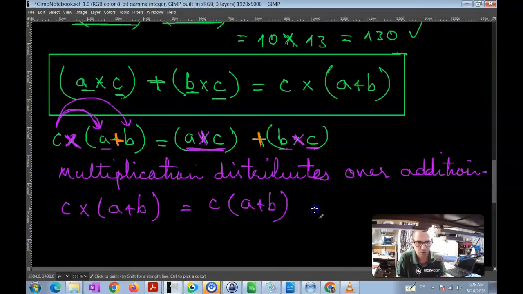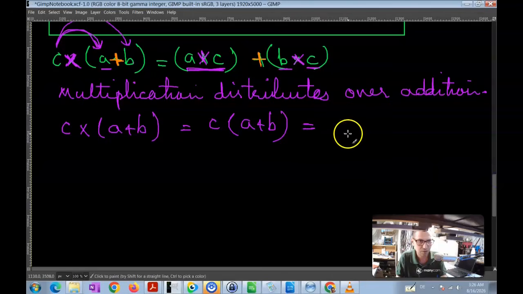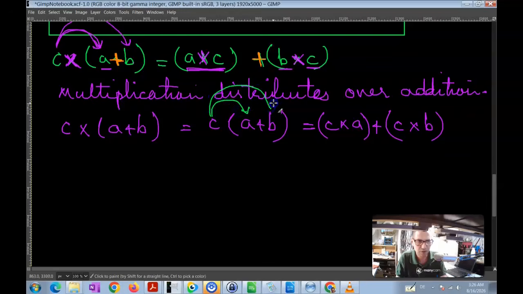Okay, that's the same thing as, because multiplication distributes over addition, you can say that this is equal to c times a plus c times b, which means that you go this way: c times a plus c times b. This is the meaning of the expression multiplication distributes over addition, right? That is one thing.